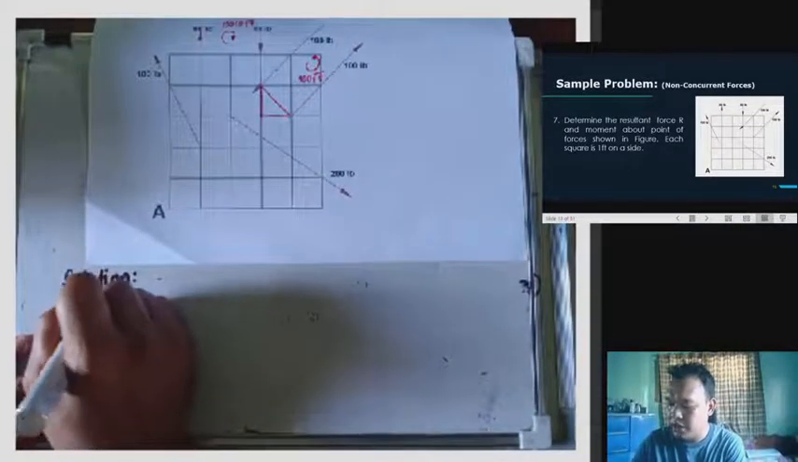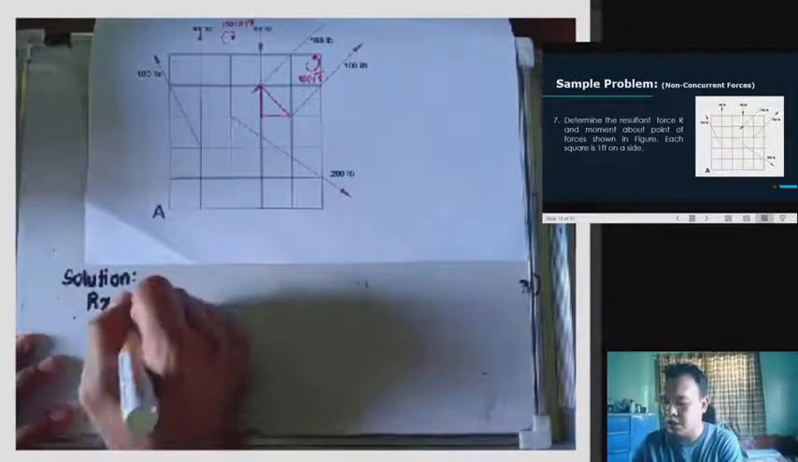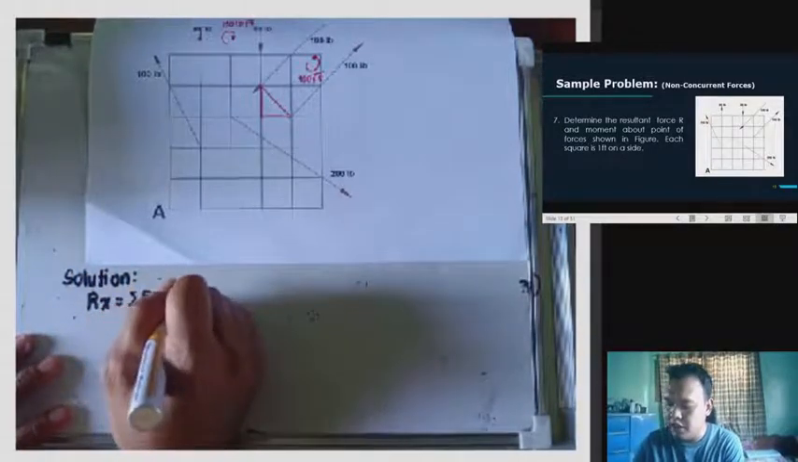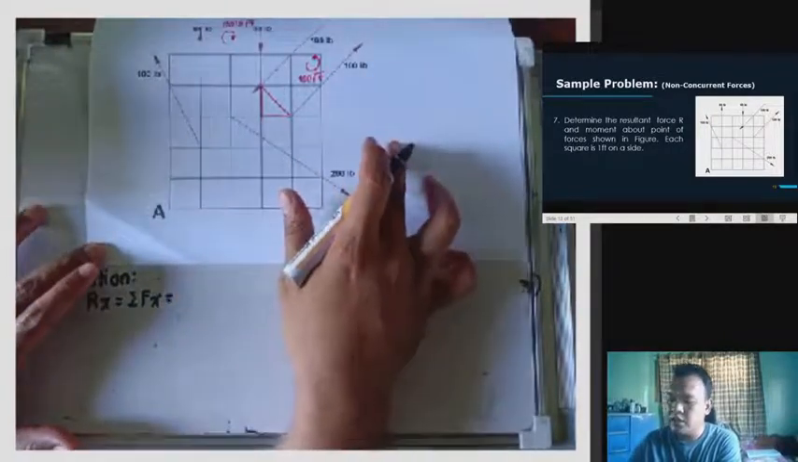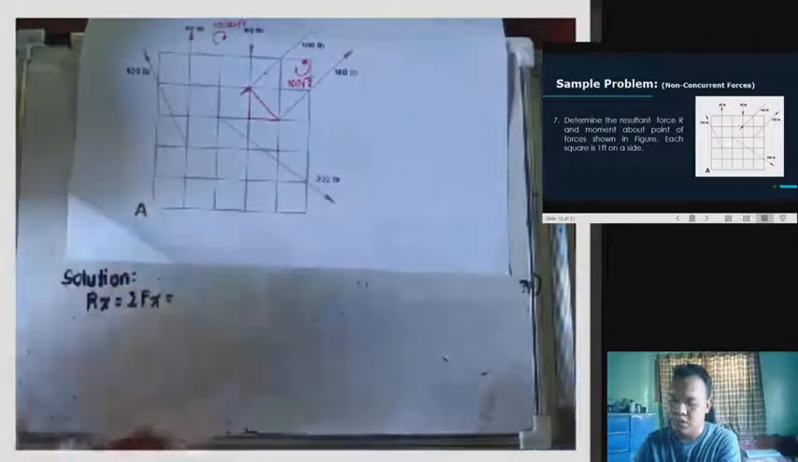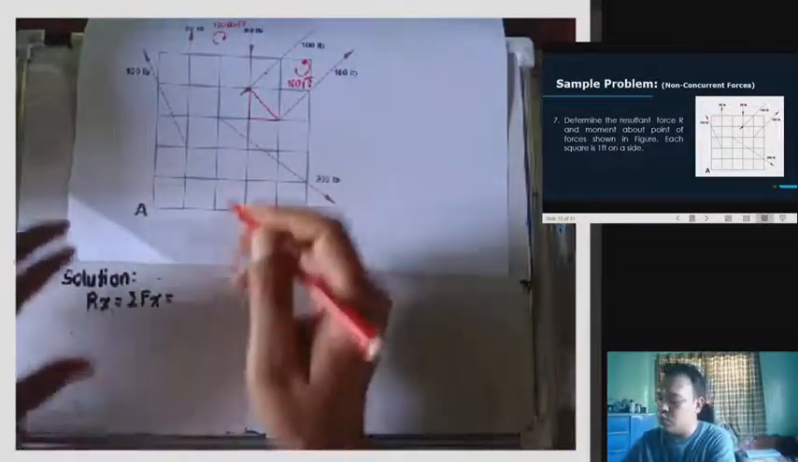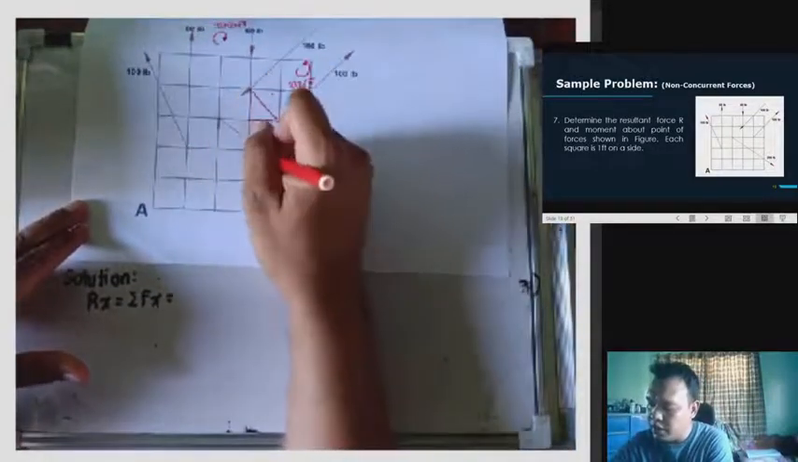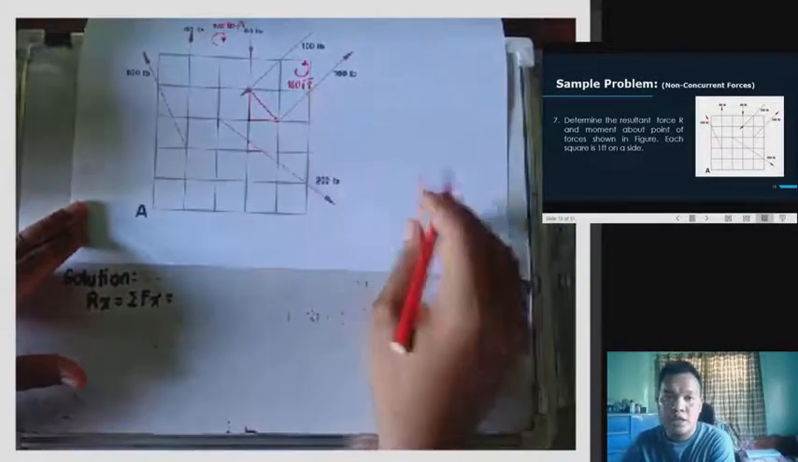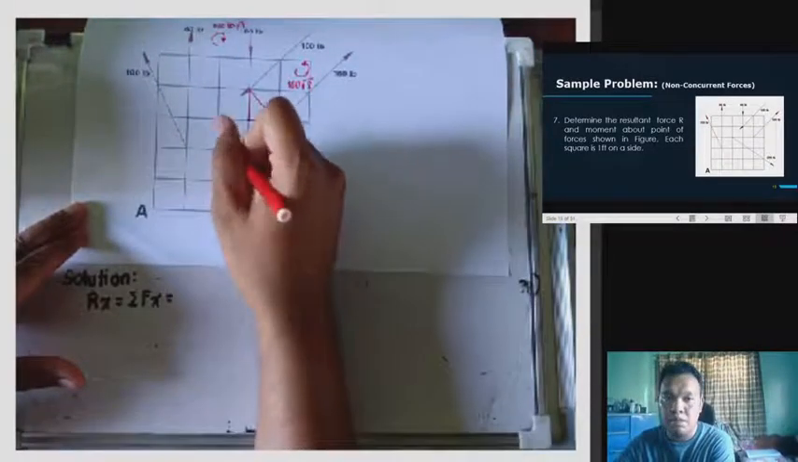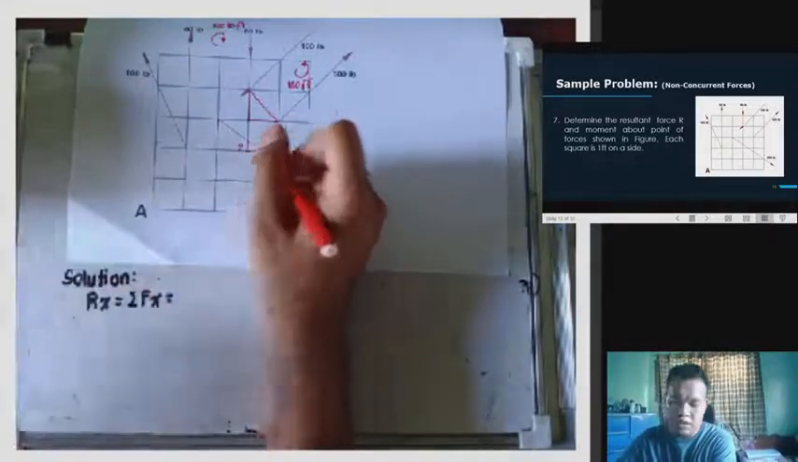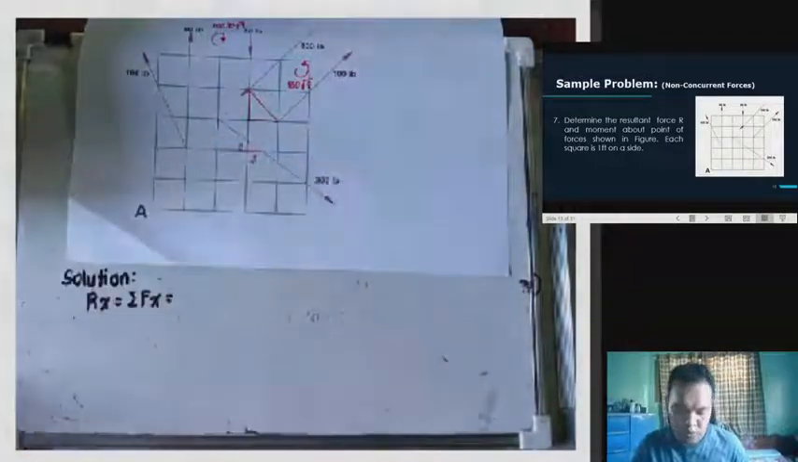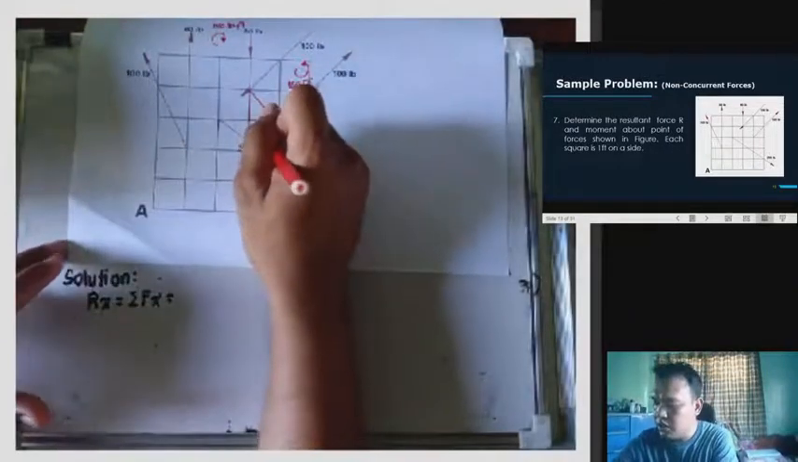We have here Rx is equivalent to summation of forces in X. Forces in X. Okay. So yung forces in X natin is ito, component niya, x-axis. Ito, component nito, x-axis. No? So to get the component, kung consider natin to, we have here 2, dalawang feet dito, 2, tapos ito ay 3. Therefore, the hypotenuse will be square root of 2 squared plus 3 squared. We have here square root of 13.